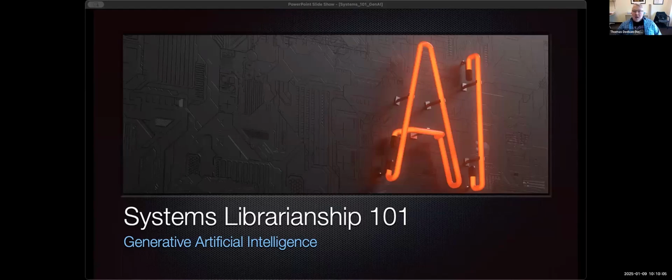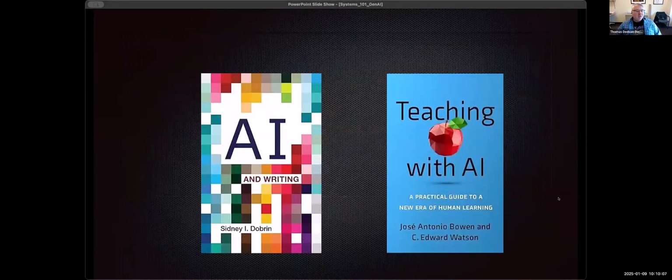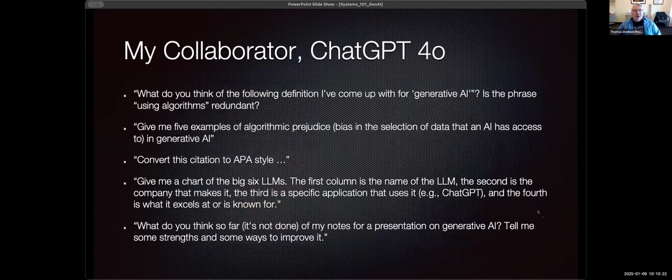So I'm pretty new to this topic, so I'm going to be drawing pretty heavily on a couple of sources that I recommend if you're new to the topic as well. One is AI in Writing by Sydney Dobrin, and the other is Teaching with AI by Bowen and Watson. And then also, I had a collaborator, ChatGPT 4. I wanted to get experience using it more while developing this talk.